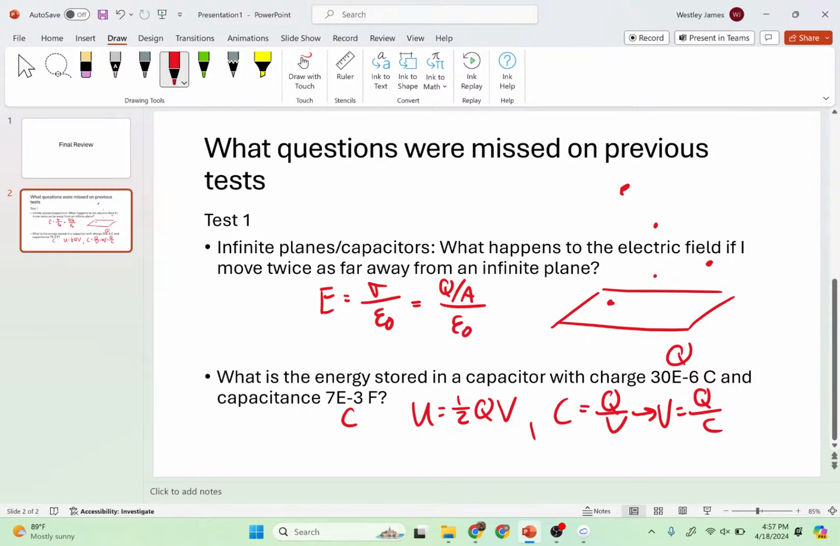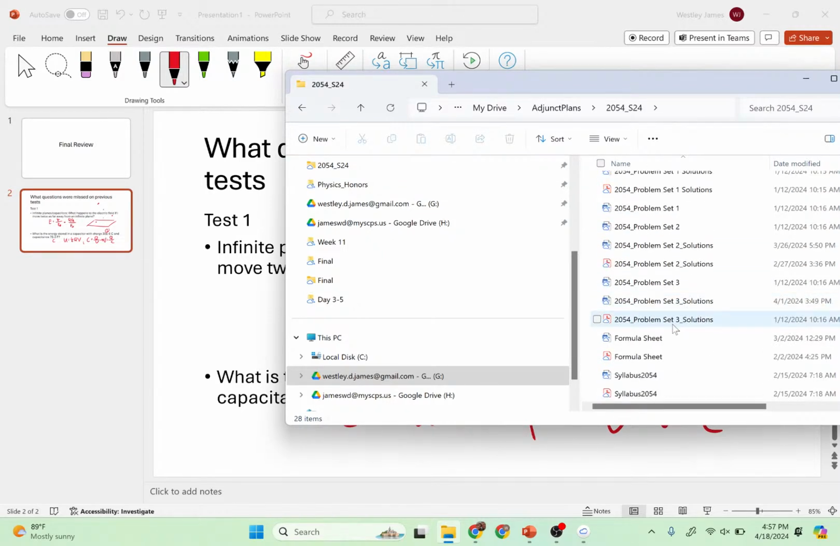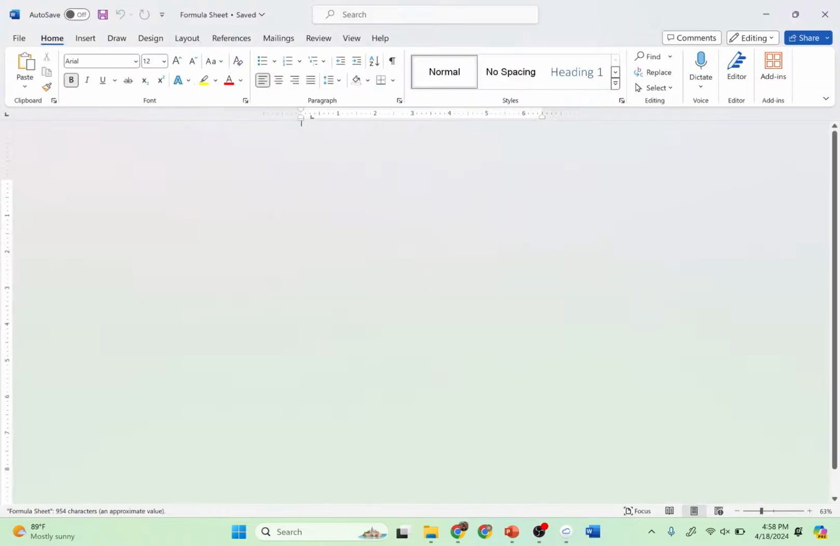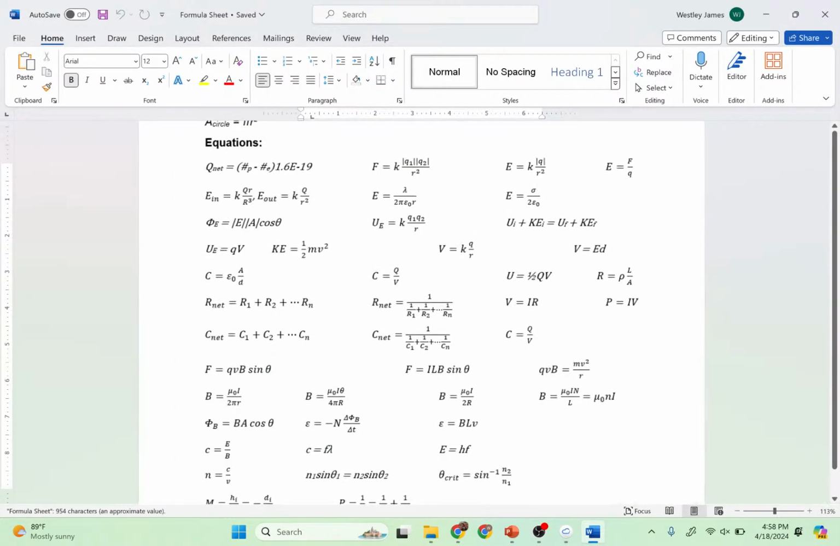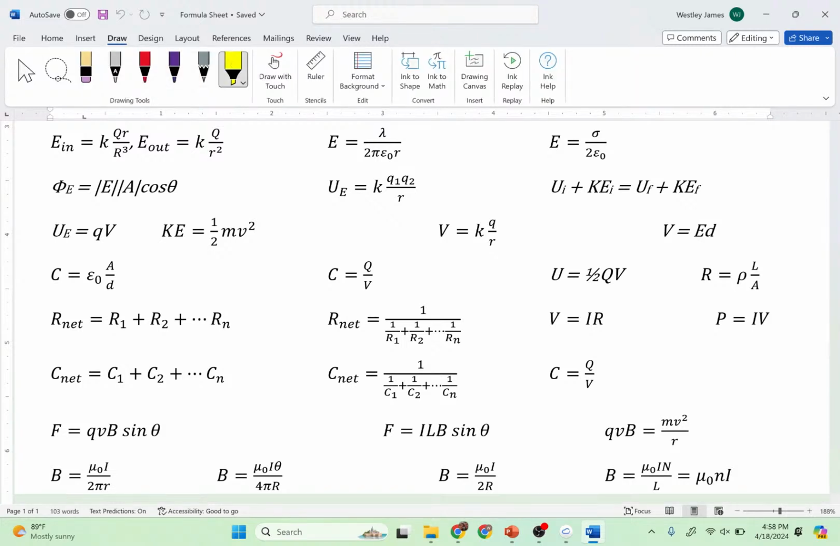Now, what you do need to be careful of, maybe one of the reasons people miss this, I don't know for sure. If you all go to your formula sheet, there are two equations that say U equals, and they have a Q and a V in them. I mentioned this to you all before the last test as well. There is U equals 1/2 QV, and there's U equals QV. And you're like, what? Why are there two equations that say two different things? One's got a 1/2, one doesn't.